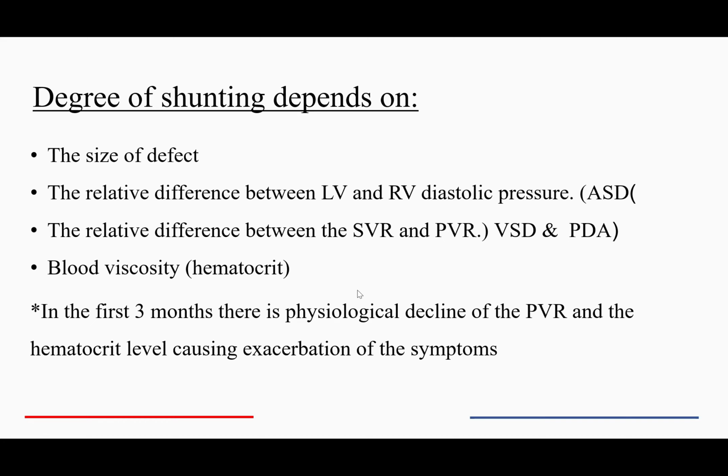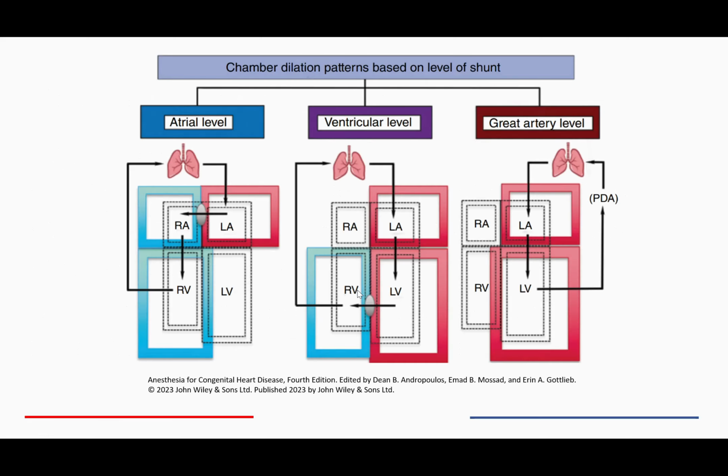We should consider that in the first 3 months there is a physiological decline in the pulmonary vascular resistance and the hematocrit level, causing exacerbation of the symptoms. So a newborn may not present with severe left to right shunting during the first 2 or 3 months, but then the symptoms appear or exacerbate afterwards.